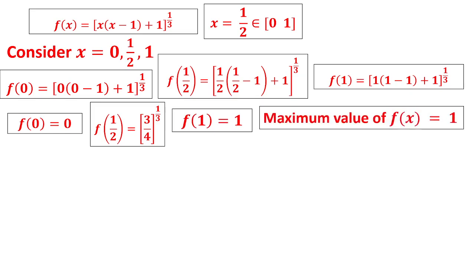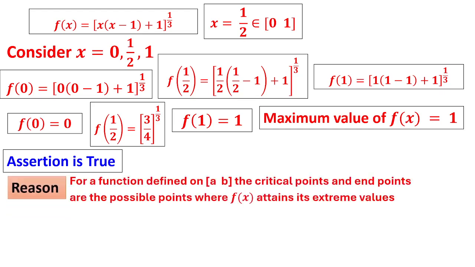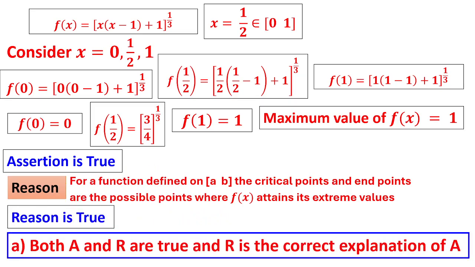Out of them, the maximum value is 1 only. Cube root of 3 by 4 is not greater than 1. Therefore, the assertion is true. Let us go to the reason. It is the definition of a maxima, that is how to find the maxima. It is being defined over there. Therefore, the reason is true, and both A and R are true, and R is the correct explanation of A.